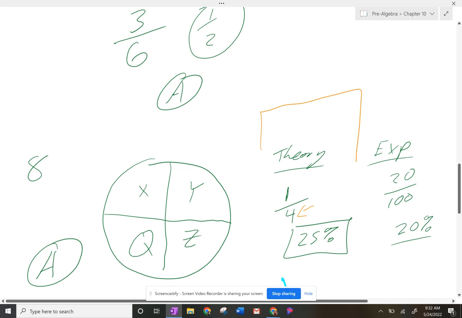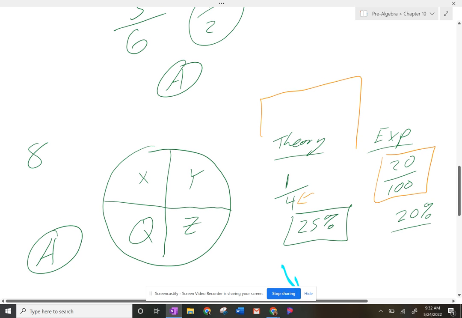The experimental probability, again, after that's done, I don't need to worry about what that picture looks like. That's what theoretical is there for. Experimental probability only deals with numbers. I don't even need to see what a picture looks like. With the experimental probability, it says it spun it 100 times total and it landed on x 20 times. So I had 20 out of 100. If I simplified that into a percentage, 20 divided by 100 equals 20%.